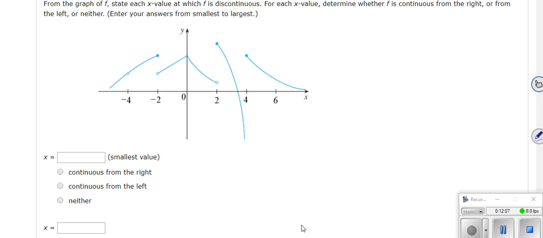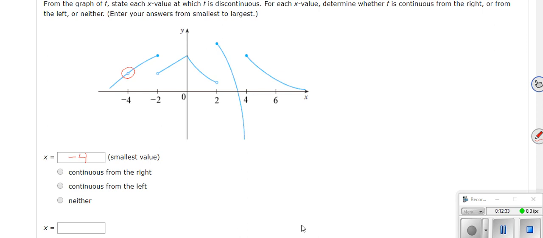So first of all, x equals the smallest value. The first place that jumps out at me where f is discontinuous, if you can see that open circle there, is -4. Now, is it continuous from the right or from the left or neither?